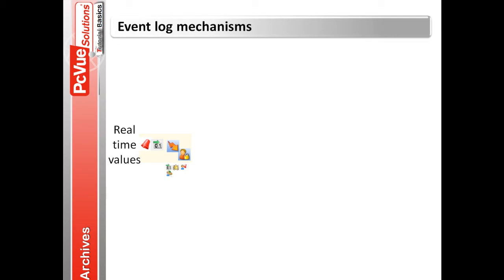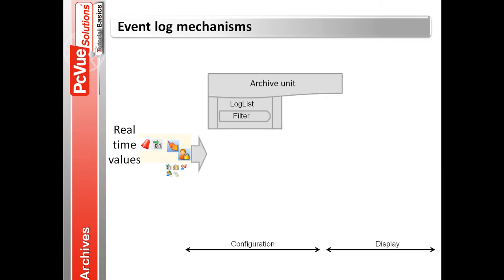To define trends, we configured each variable as a trend in an archive unit. To record events, the mechanism is different, and we define one or more log lists which set filters of events to be recorded. A log list is attached to a specific archive unit to record as well as to print output events and to display with a log viewer.